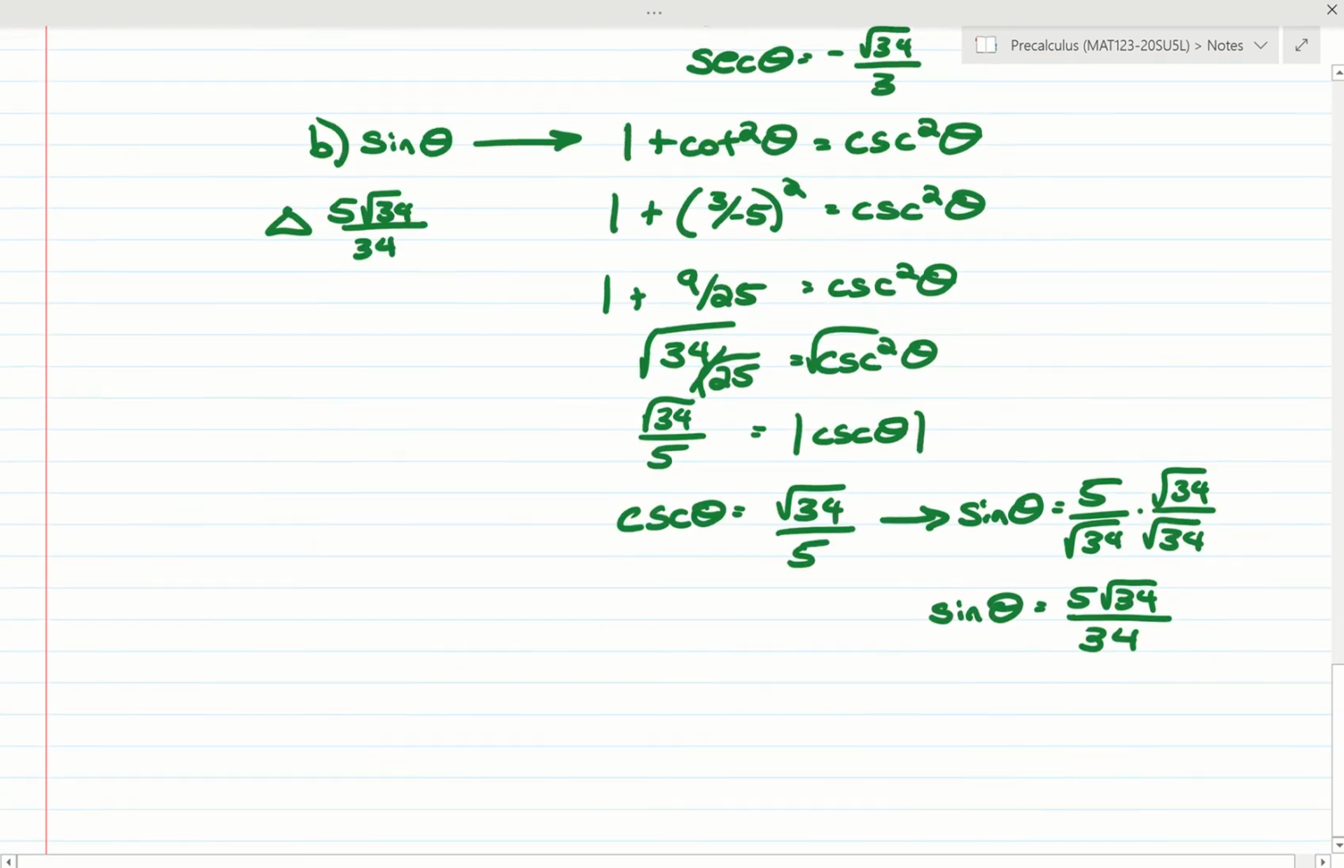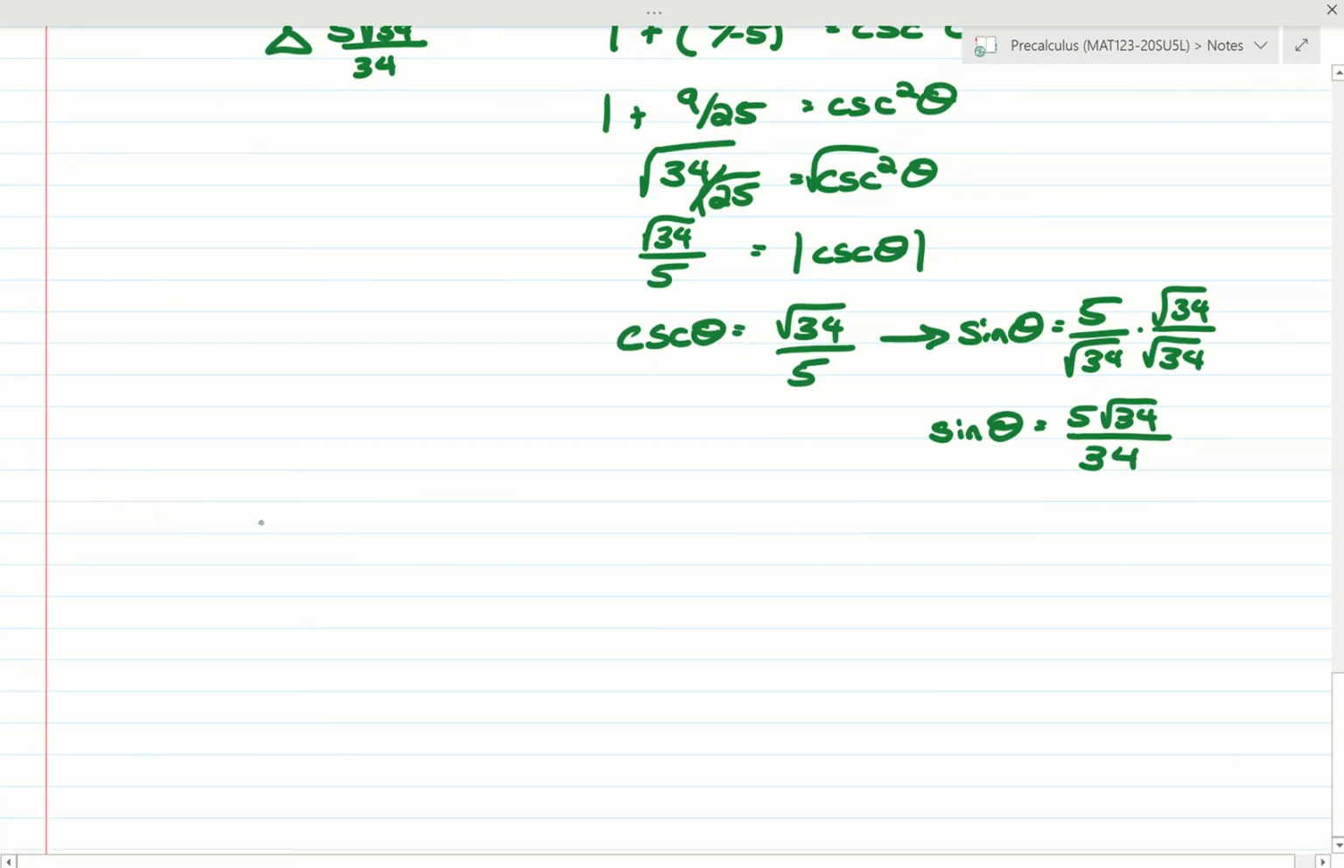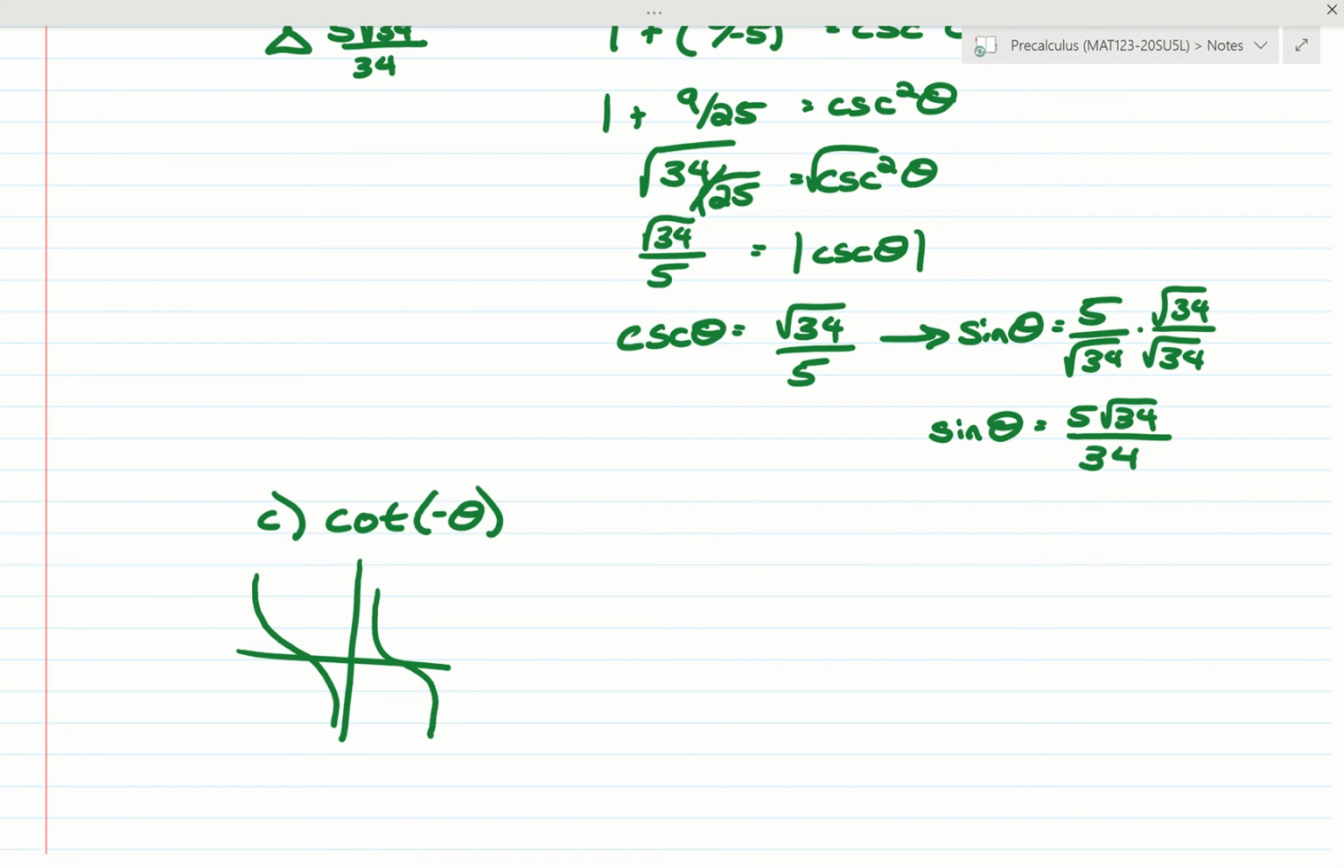Last one I wanted to talk about is this one. This one's a little bit different. What if I asked you to find the cotangent of negative theta? Well, that's a little bit different. When you have a negative theta, what does the graph of cotangent look like? Cotangent is odd, right? Some people say I'm a little bit odd, especially my high school students. They have no problem telling me that. But the cotangent is an odd function.